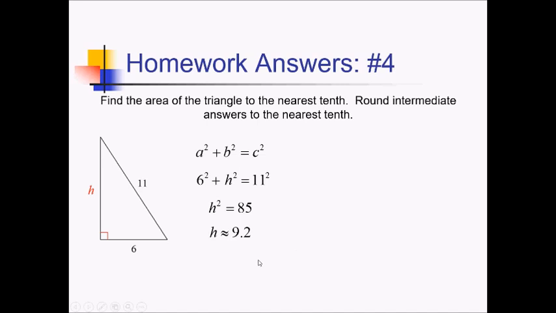And now I actually do have enough to find the area. So 1/2 base times height. So that's going to be 1/2 times our base that they gave us of 6 times the height that we just found of 9.2. So that's going to be 3 times 9.2, which I don't need the calculator. That's going to be 27.6.